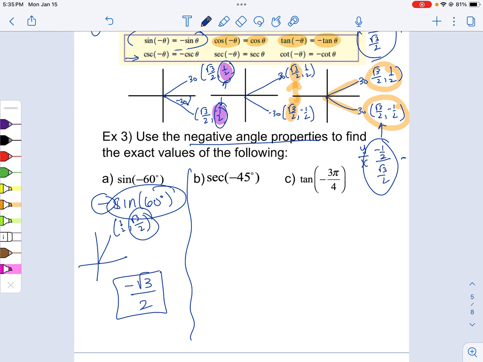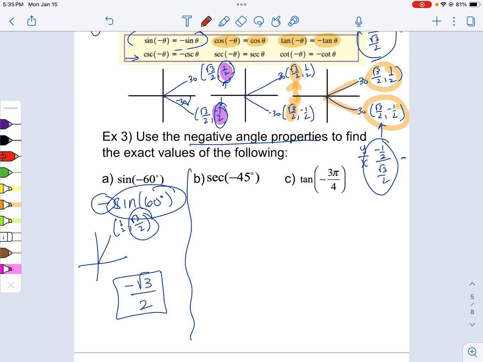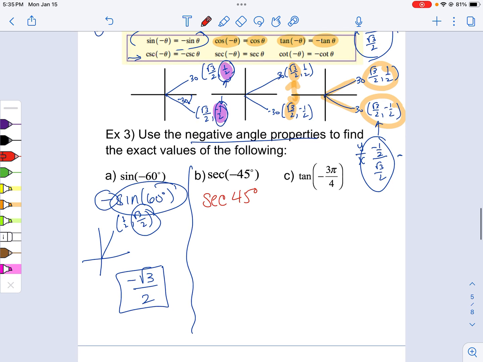All right, so secant. Secant is the reciprocal of cosine. So in this situation, this is going to be the same as secant of positive 45 degrees. Negative 45 and positive 45 degrees, when we're talking about the x value, the x value here and the x value here are going to be the same. So I know that secant of negative 45 is the same as secant of positive 45. If I go to 45 degrees, there's root 2 over 2, comma root 2 over 2.